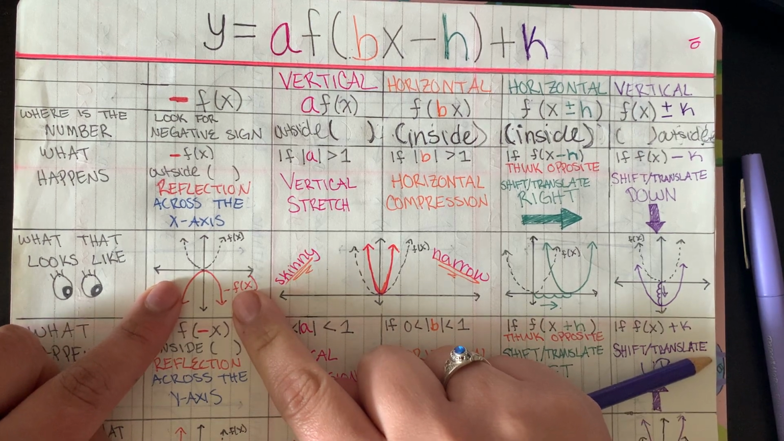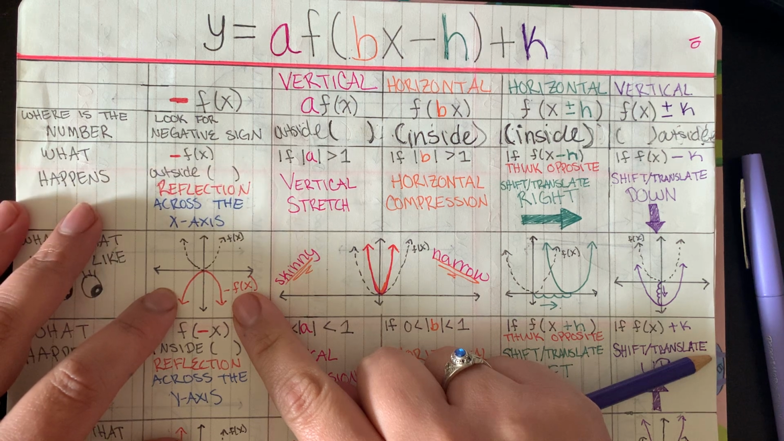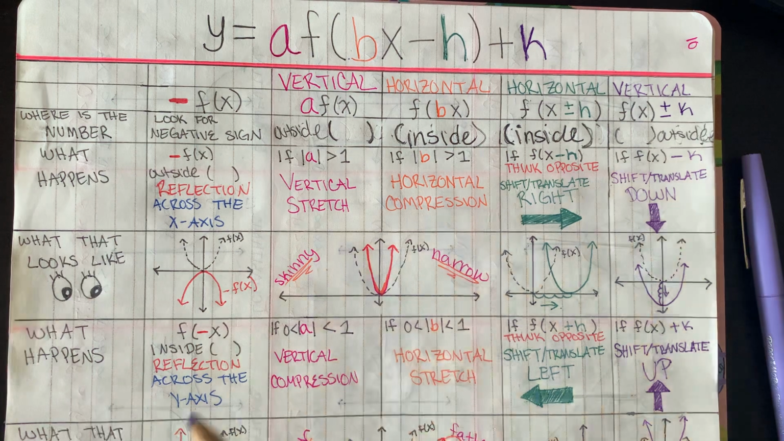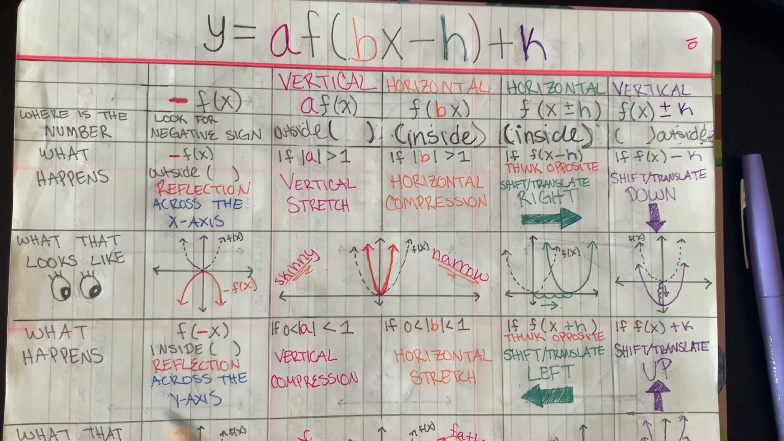This is just an example. I grabbed a parent function that I thought was pretty easy to read, right? So we're using the vertex, and you can see that the vertex doesn't change. The only thing that happens is that it's flipping upside down. So that's what it's going to do.